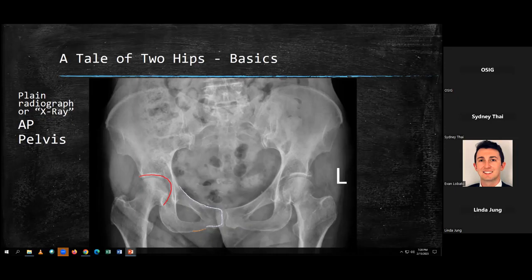What happens in an AP is the flat plate is behind you and you shoot the radiograph from the front and it captures that image, and so everything's sort of reversed. So your left side is actually on your right side. And then here's some stuff.